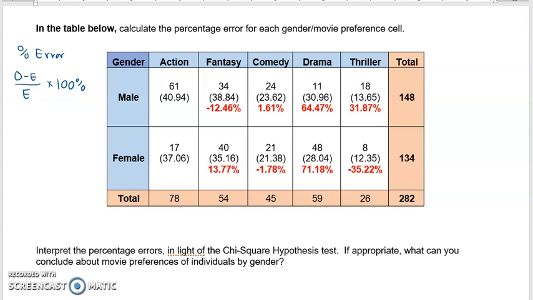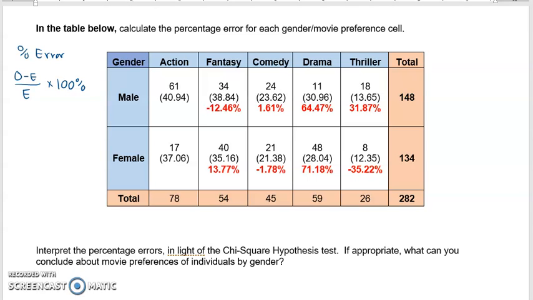So, for example, male action. We observed 61. So for male and the action genre, observed 61, but only 40.94 were expected. How far off? What is the percentage error of what was observed versus what was expected?